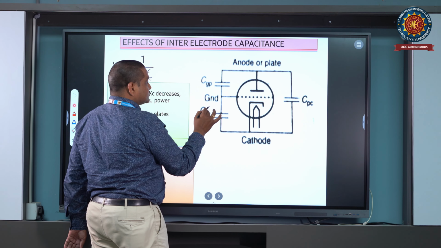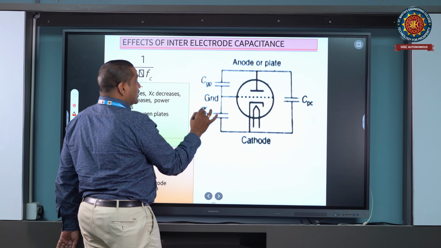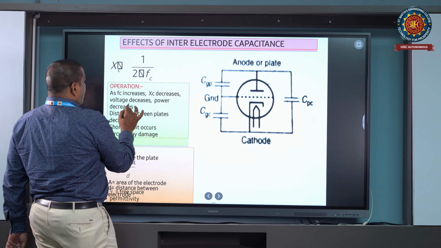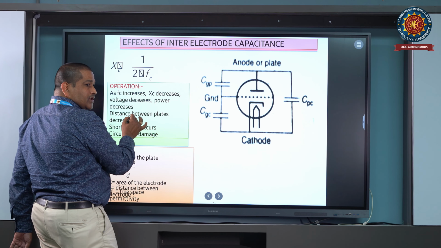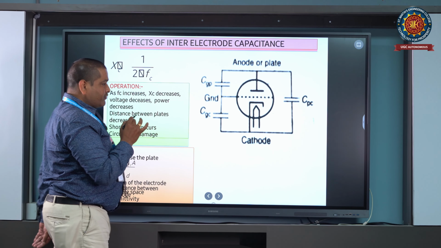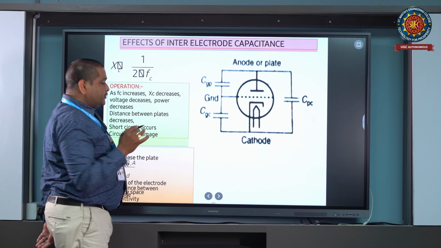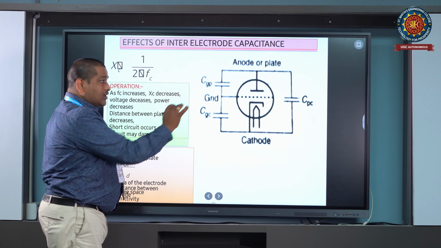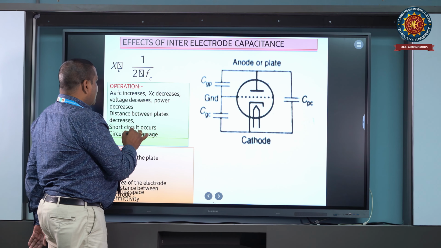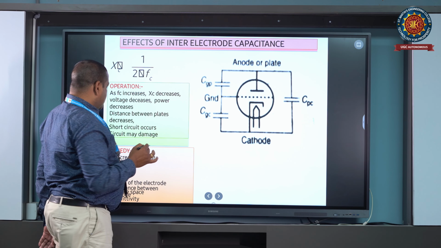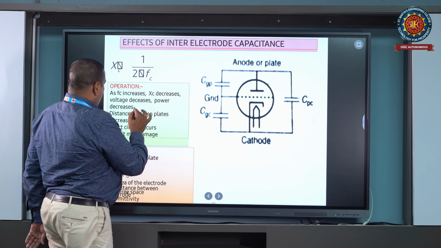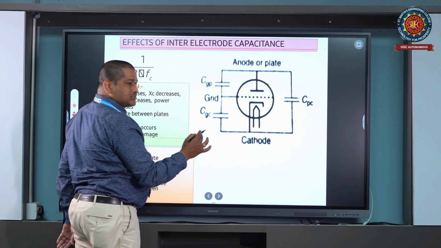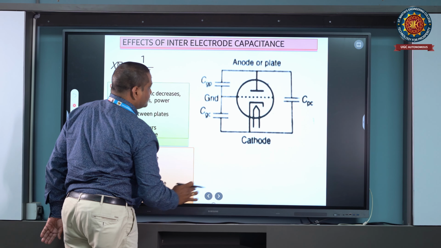This type of capacitance is not at all required, because the increased capacitance will decrease the voltage and also decrease the power, and the distance between the plates will also decrease. As a result, the total circuit will become a short circuit and the circuit may get damaged. There is a remedy for that: we can increase the distance between the plates.